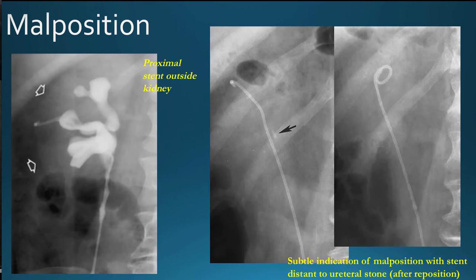The catheter was subsequently repositioned, and the image shows the stent. The stone has migrated a little more distally, but the stent and stone are immediately adjacent or overlying each other. So malposition, including too short or too long stents, as well as wires and stents that are ultimately outside the urinary tract, are important complications for the radiologist to identify.